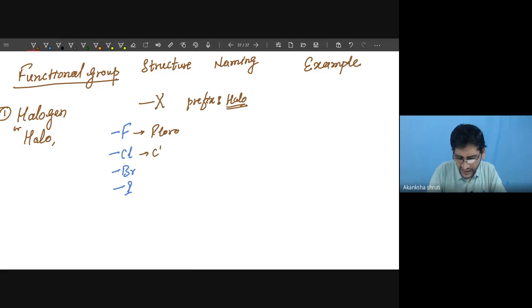If chlorine is there, it will be chloro. If bromine is there, it will be bromo. If iodine is there, it will be iodo. Let me write one example.